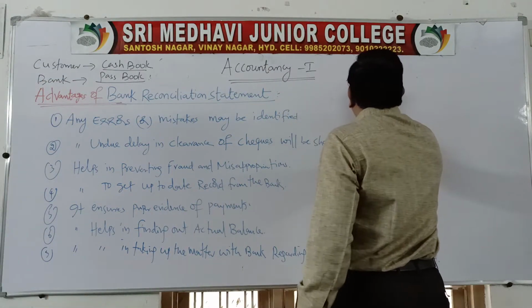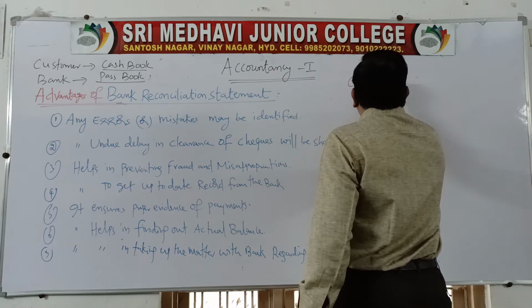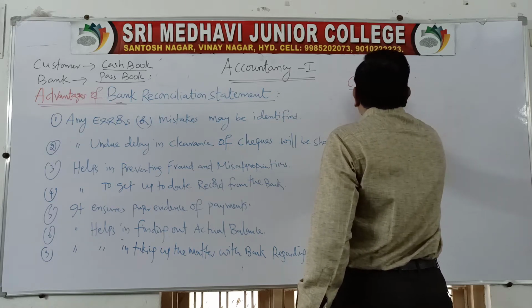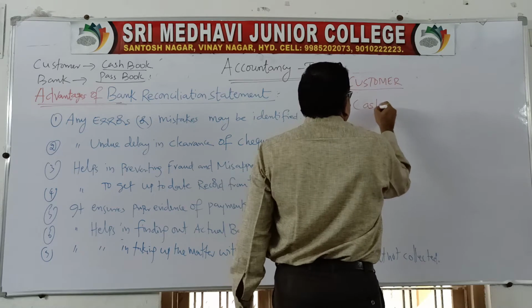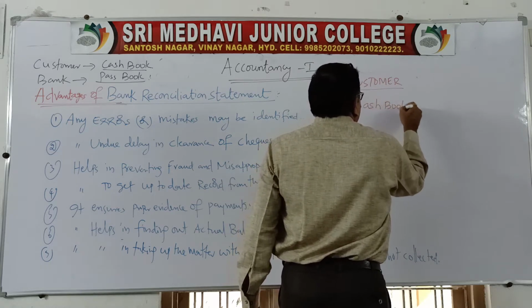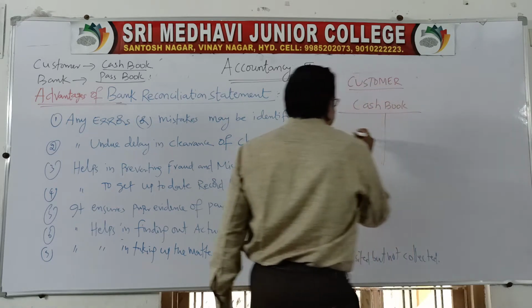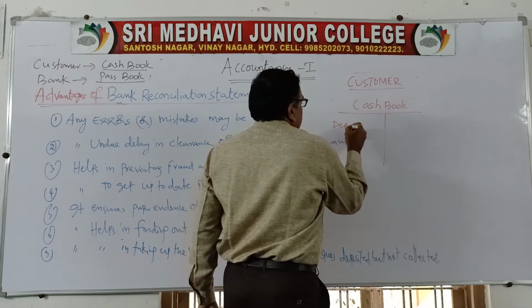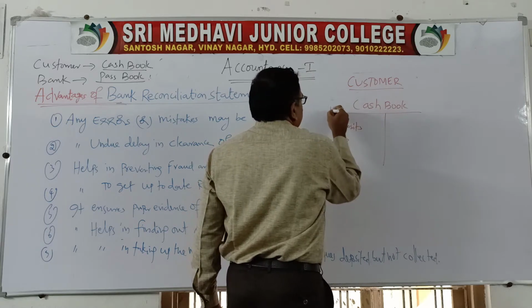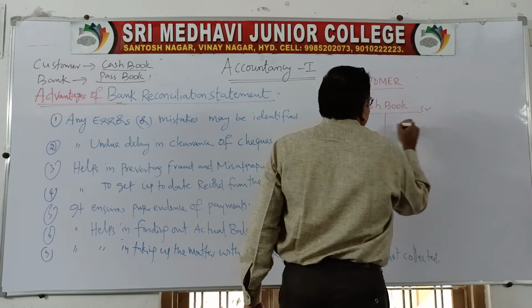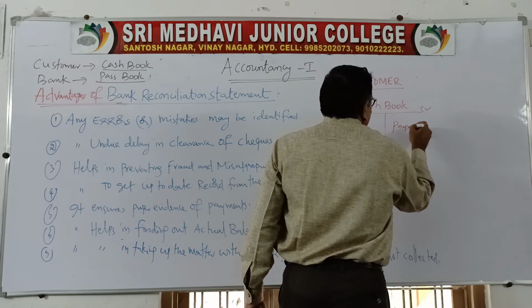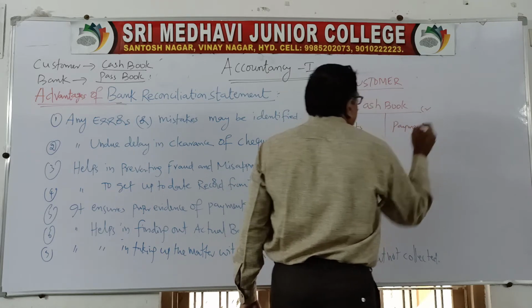A customer opens a cash book in which deposits are debited. This is the debit side, this is the credit side. I hope all of you know this. And payments are recorded on the credit side.